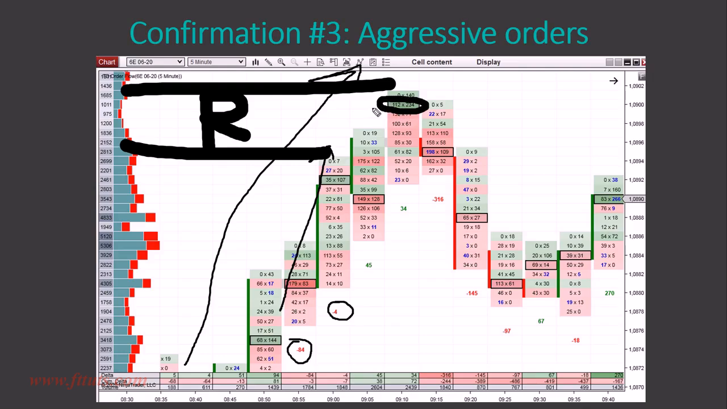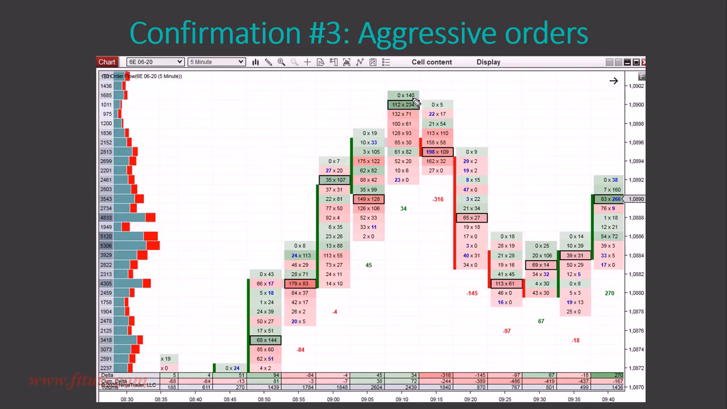This is the confirmation number 1. Most likely a big buying limit order in here, and then aggressive sellers start to jump in. Those sellers. So this is a selling limit order, and those are aggressive selling orders. Then it continues in here.